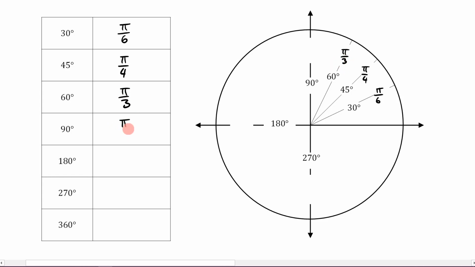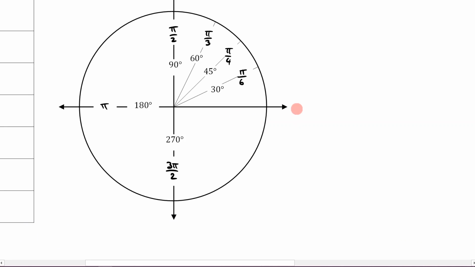90 degrees is pi on 4. Sorry, pi on 2. What am I doing? Pi on 2. 180 degrees is just pi. This is 3 pi on 2 for 270 degrees. And then finally 360 is 2 pi.